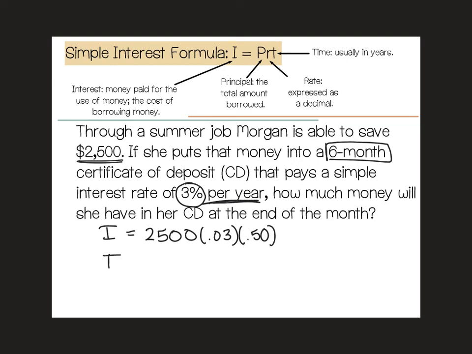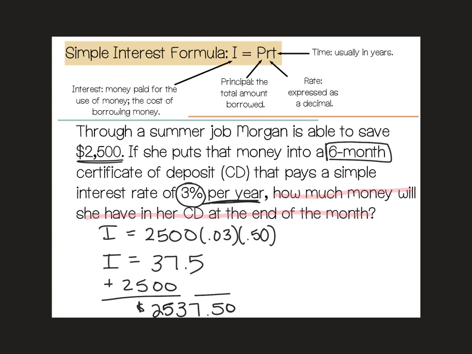So we type this into a calculator and we get 37.5. Just rereading the question one more time, it says how much money will she have at the end of the months? So she makes $37.50, but she still has her $2,500 that she started with. So we need to add those two together, and when you do that, she would have $2,537.50 at the end of those months.